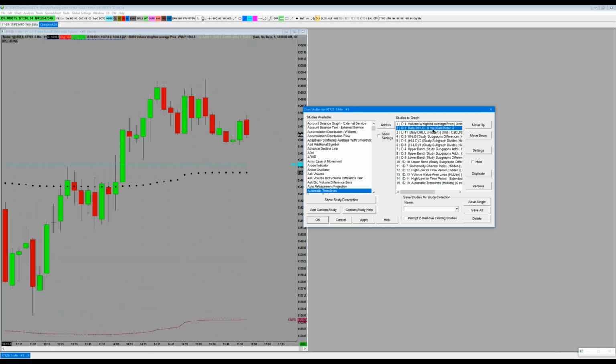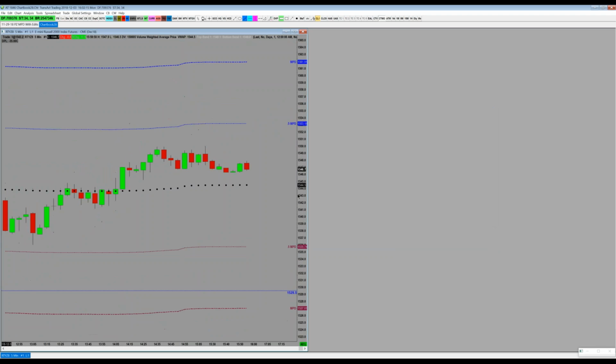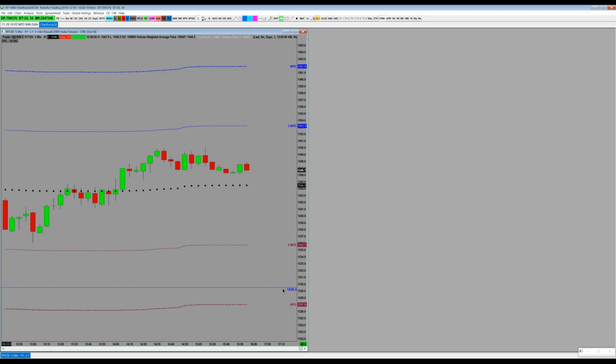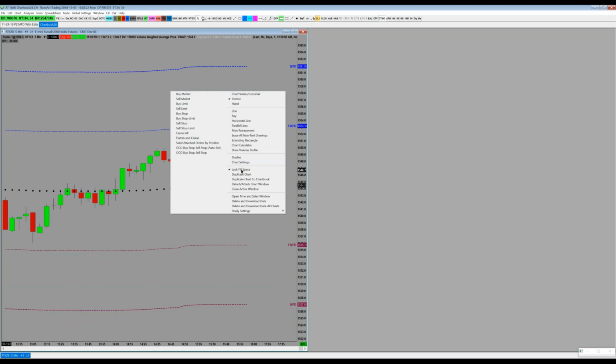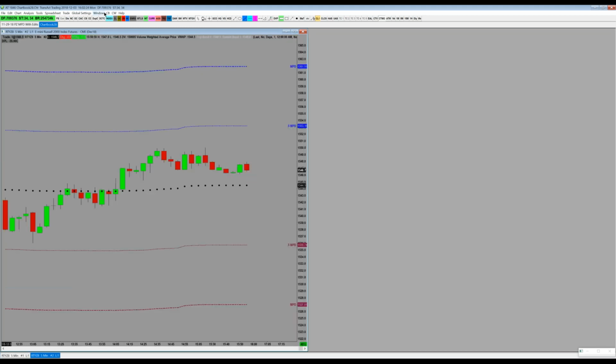That's in the daily open, high, low, close study. Okay, so now what we're looking at is just the bands, except for this line that I drew. Let's get rid of that. Okay, now let's duplicate this and tile it on the screen.